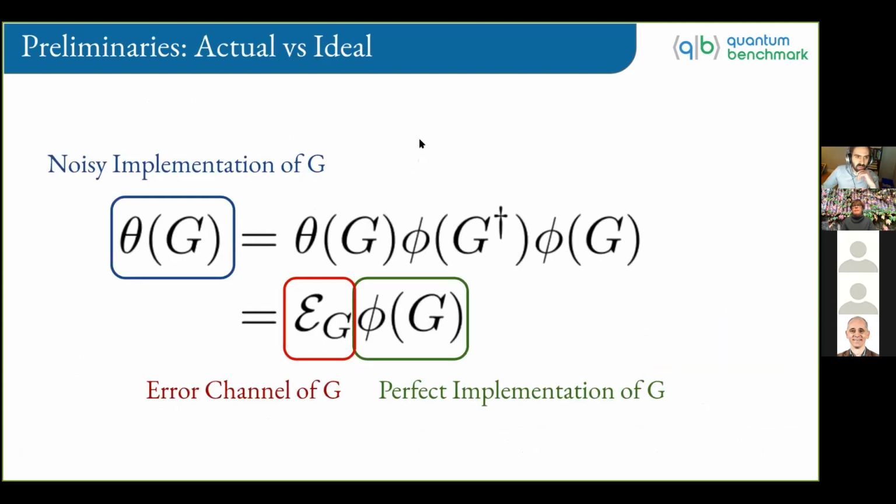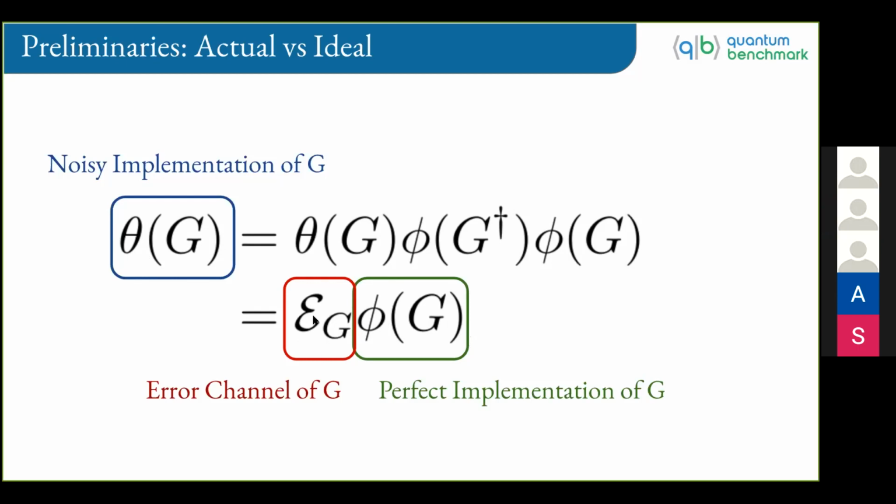So now let's get back to cycles. Let's say that we have some cycle we want to perform, and we're going to call it G. Of course, when we actually run it on our device, it's not perfect, it's noisy. We're going to call a noisy implementation of G theta of G. You can think about the thing in the blue box as the Pauli transfer matrix of the implementation of G. And what we can do is arbitrarily say, let's pretend that theta of G is the ideal implementation of G times some error channel of G.